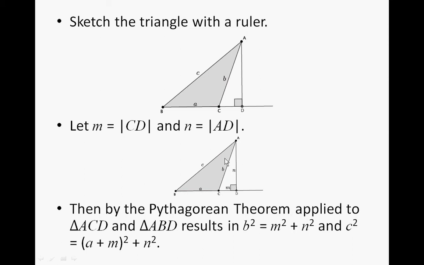And applying the Pythagorean theorem to the other triangle, we have c squared equals a plus m, because remember this side length is comprised of a and m, so that's a plus m squared, and then we also have n squared here.